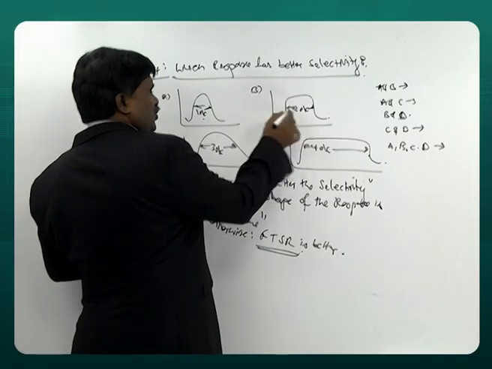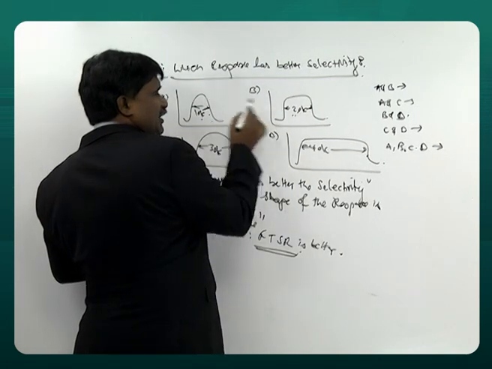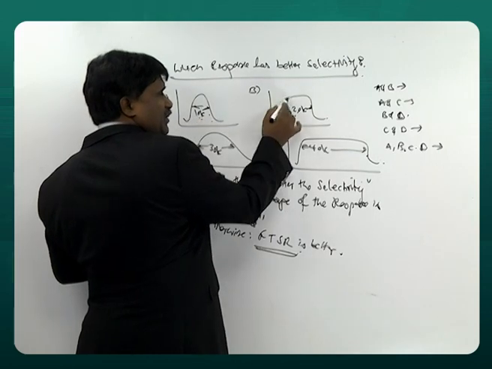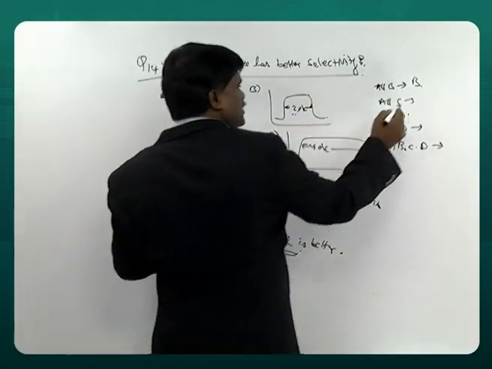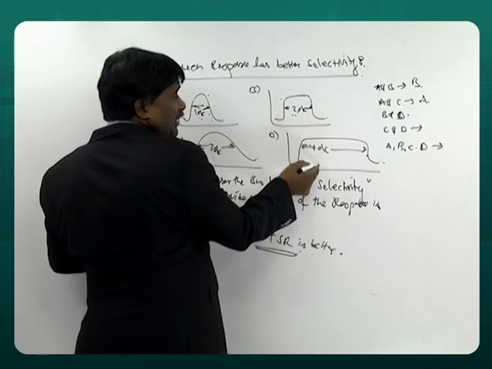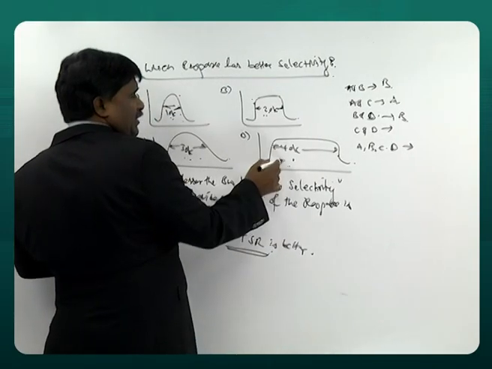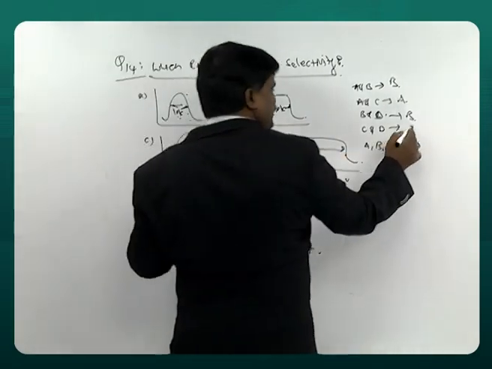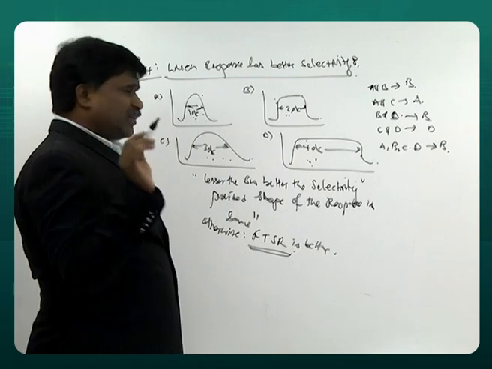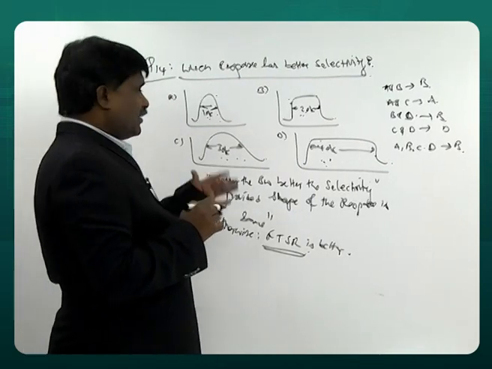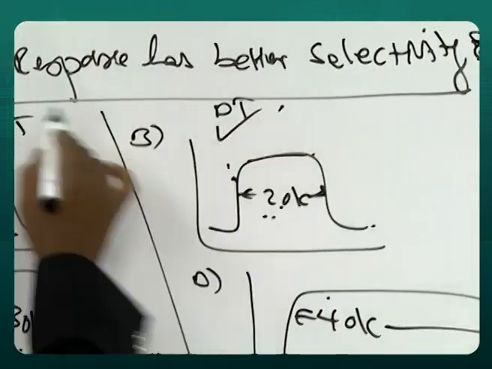Between these two, lesser bandwidth is A, but that is not correct. What is my statement? If the shape is same, lesser is better. Otherwise, flat top is better. So, B is better. Between A and C, same shape, lesser is better. Between B and D, same shape, lesser is better. Between C and D, different, this is better. Among all, B is better. So if you say lesser the bandwidth, better the selectivity, that's not true. And another example is, this is all for single tune, this is for double tune. Double tune is better than single tune.